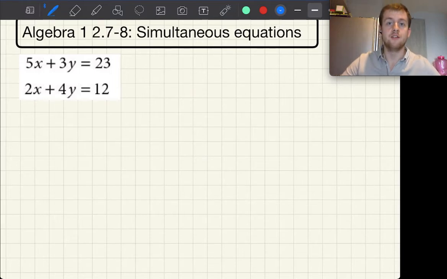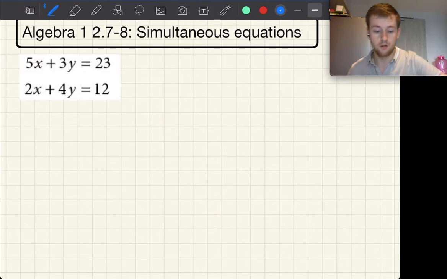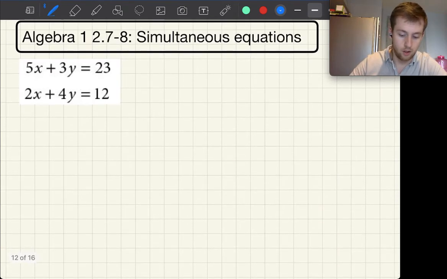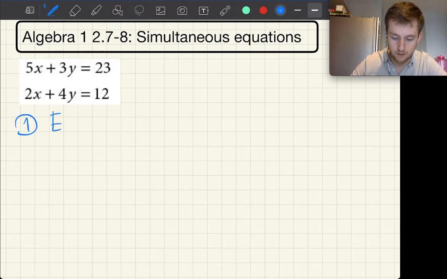We'll be looking at simultaneous equations and how to solve them. For a starter, I chose this really simple problem, but I just want to show you guys two possible methods to figure it out. The first one is probably more common. It's called the Elimination Method.